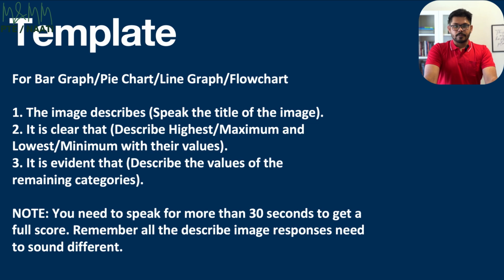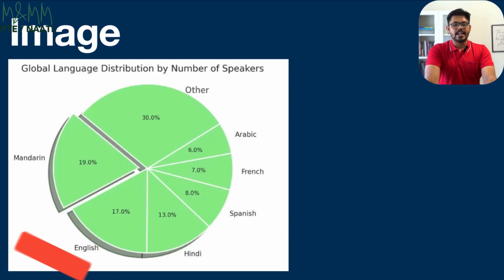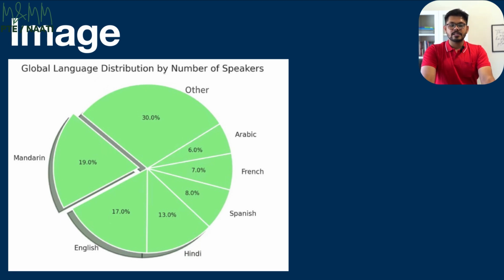Now, what was the second line? It is clear that. Now, when I say it is clear that, I have to talk about what is highest, lowest, or I can use words like maximum, minimum. So let's say I want to use words like maximum, minimum. The maximum over here, it is clear that the maximum over here is other, which is 30%, and the minimum over here is Arabic, which is 6%.